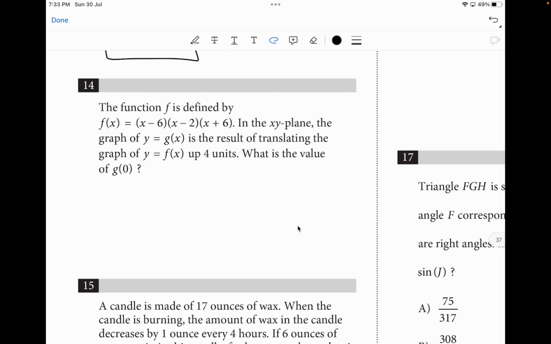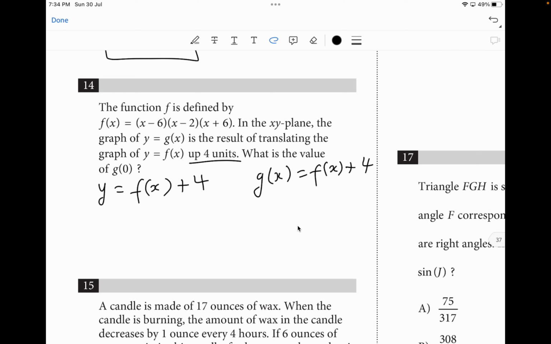So we can see that since it's resulting in a translation of up by 4 units, we can say that y equals f of x plus 4. We can write it down in that form. Let me just write it down clearly for you guys. y equals f of x plus 4. Now this gives us that g of x is equivalent to f of x plus 4.